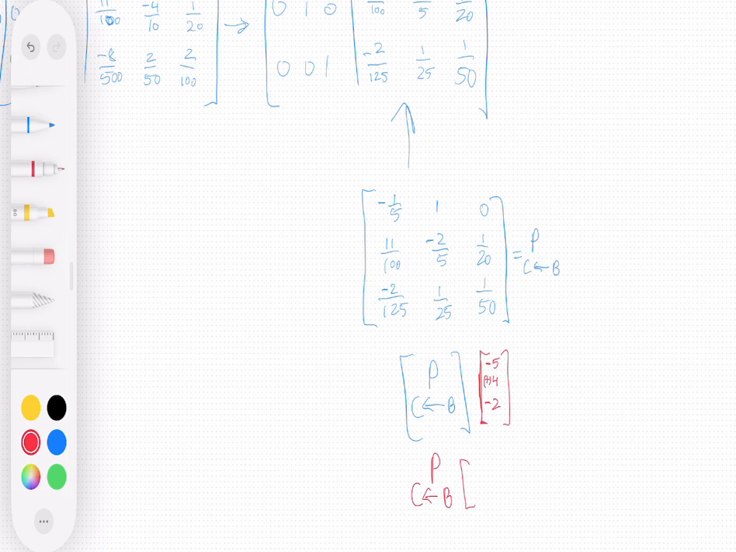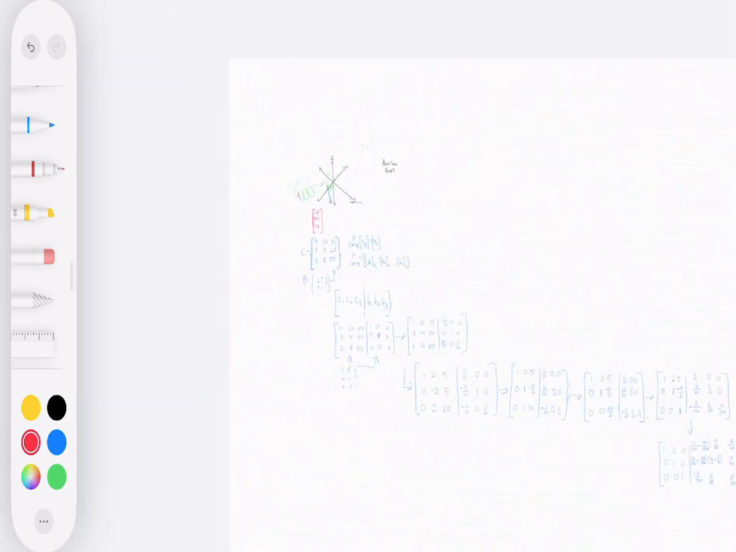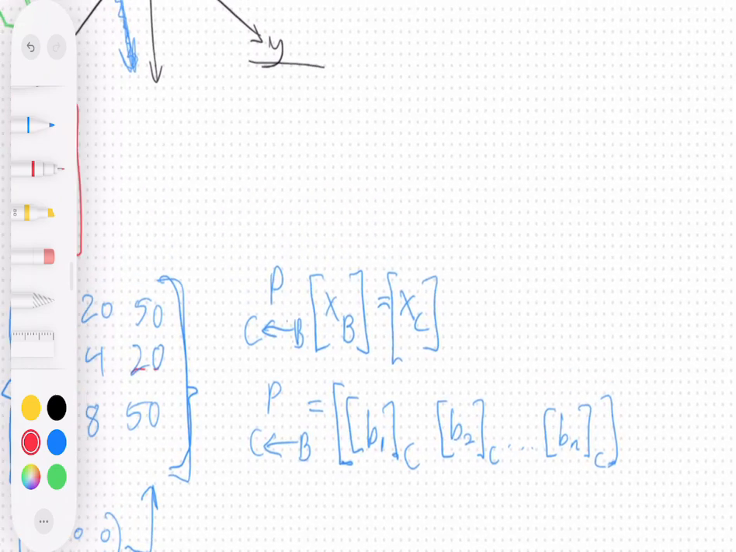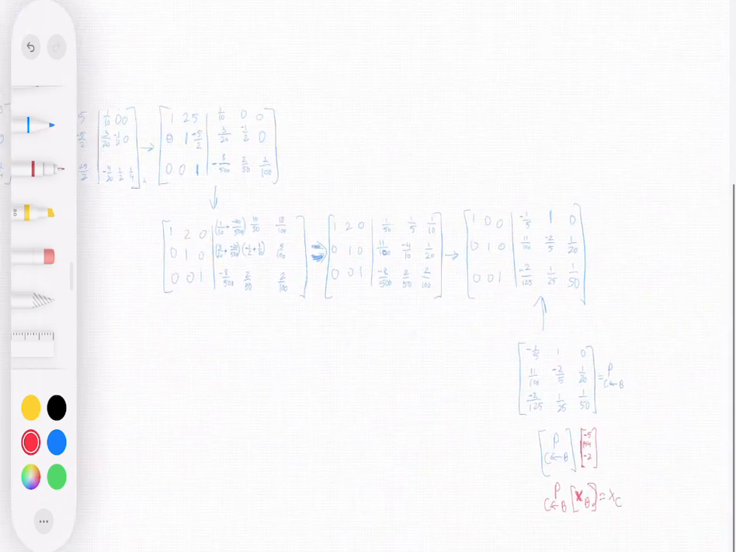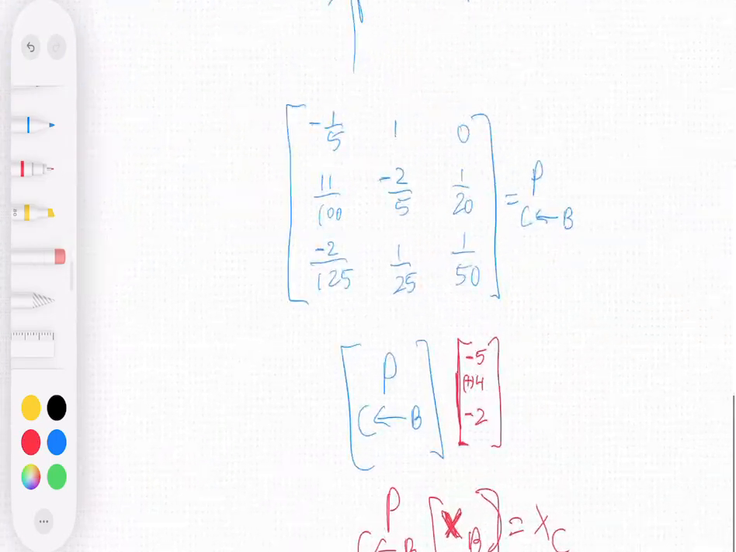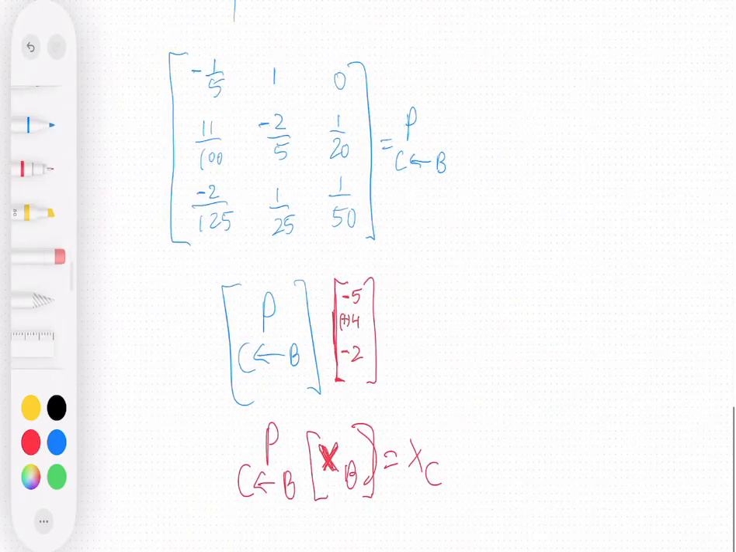times this X in B to get this X in C, like we had here in the original formula that we wrote down here. So we're trying to represent that old vector in this new basis. So let's go ahead and do that.